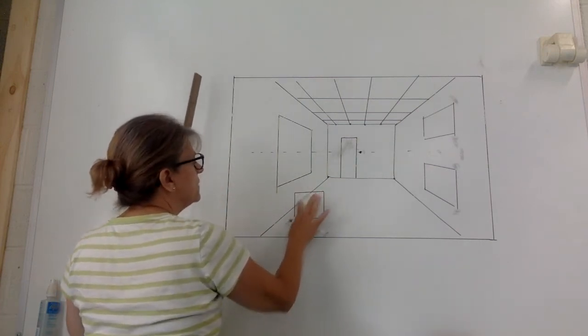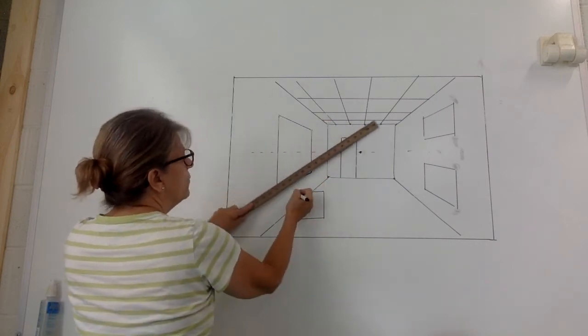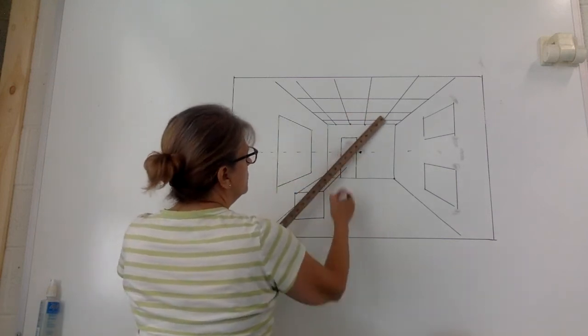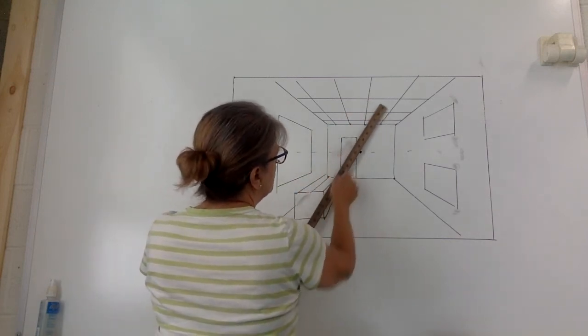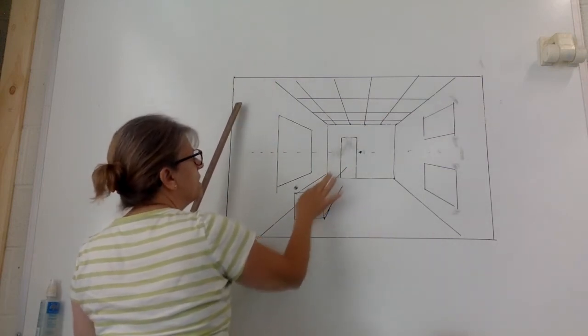I'm going to erase some of the things I don't see. Remember, that's the front of a box. I use the vanishing point that I have. Vanishing point, vanishing point, vanishing point. Okay, erase some of this. It's going to cover up part of my room. I'm not going to see all of it.